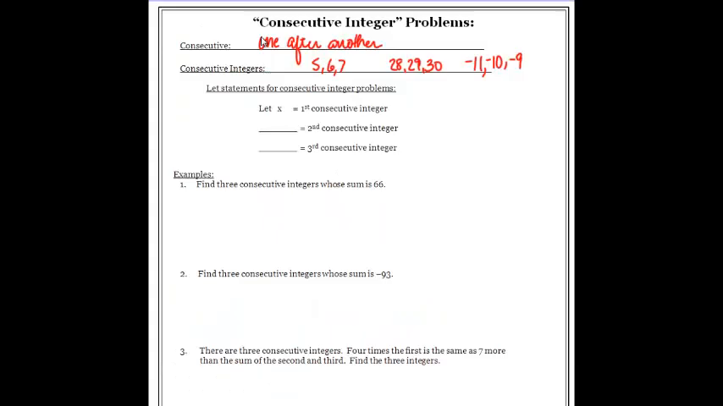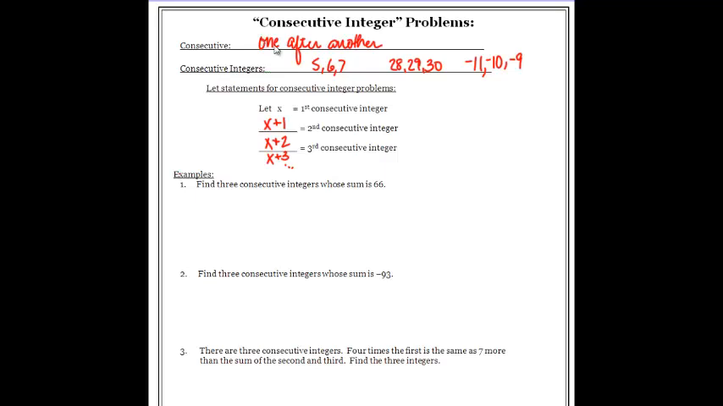Well, every single time it's going to be x plus 1, because that's how I get to the next consecutive integer. Even if they're negative numbers, I'm adding 1. And then the third consecutive would be x plus 2. The fourth consecutive, x plus 3, etc. Now, whenever you have consecutive number problems, you will have to set up as many let statements as the number of consecutive numbers you're trying to find.